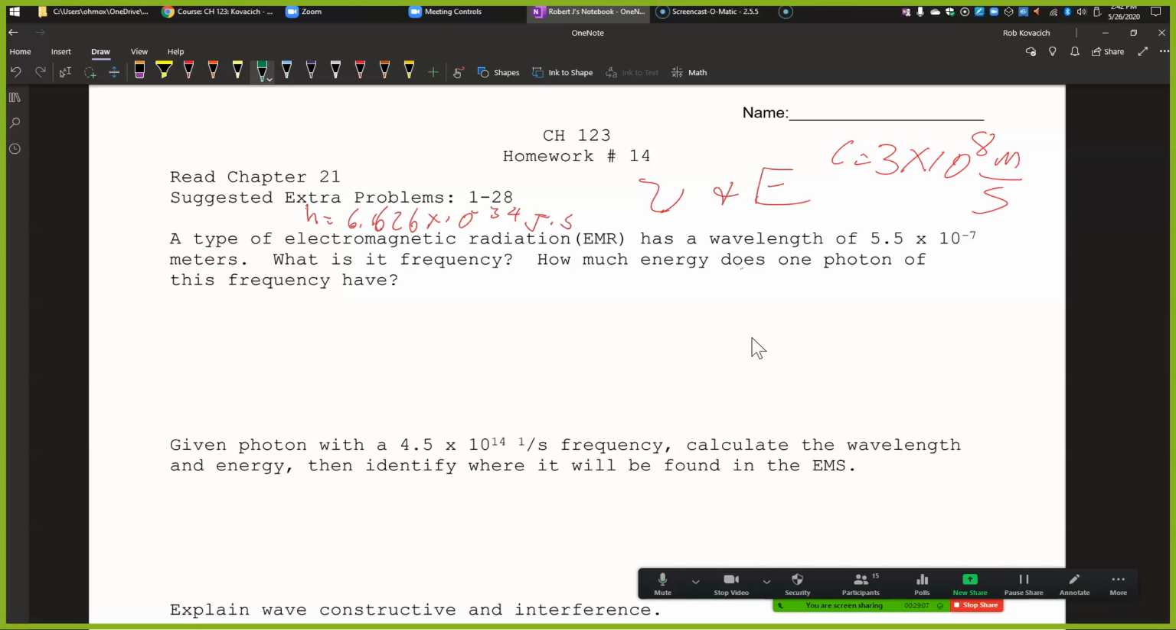So we need joules as my answer. So I'm just going to go ahead and start with 6.626 times 10 to the negative 34th joules times seconds.